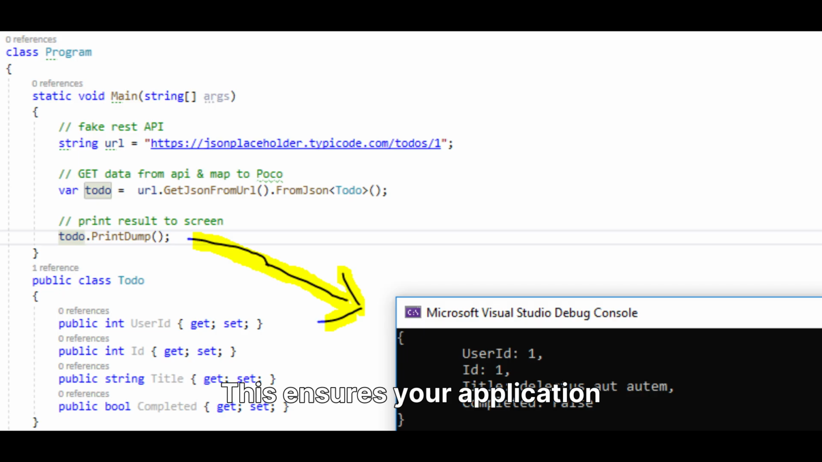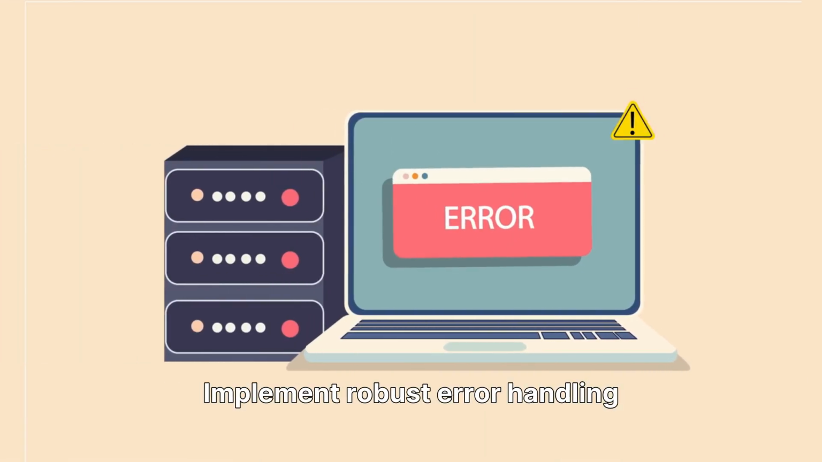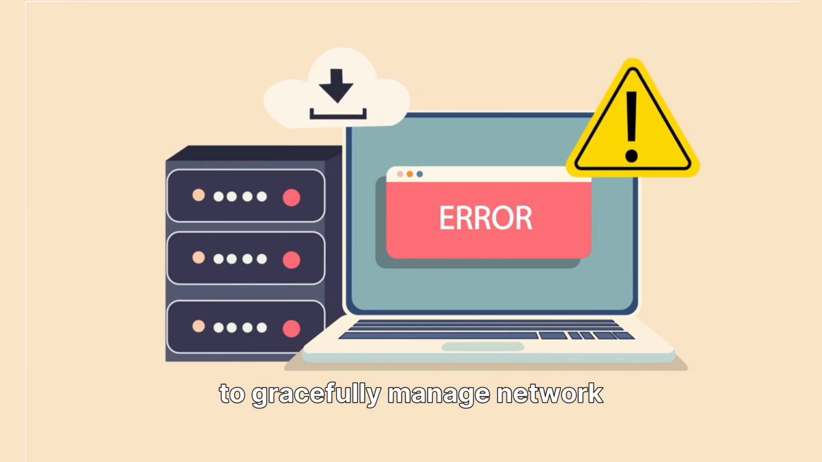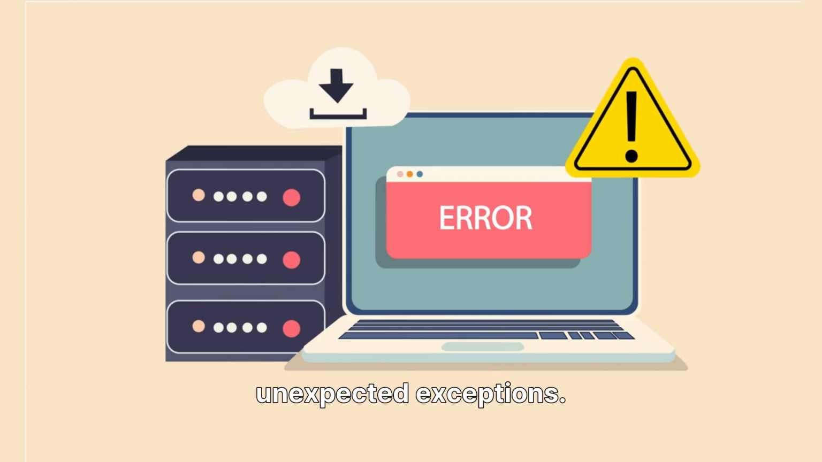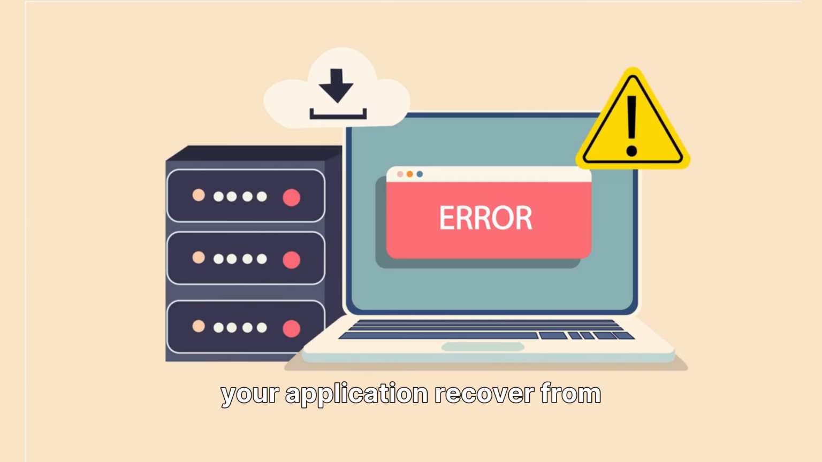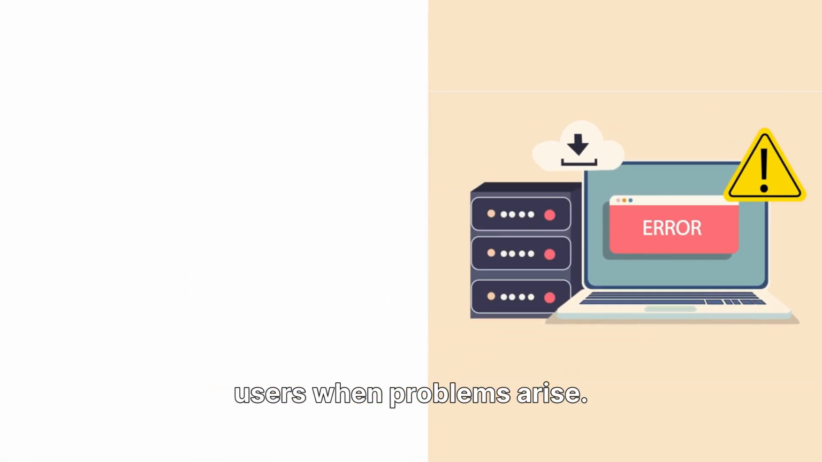This ensures your application remains responsive and provides a smooth user experience, even when waiting for data over the network. Implement robust error handling throughout your networking code to gracefully manage network errors, connection issues, and unexpected exceptions. This proactive approach helps your application recover from failures, maintain stability, and provide meaningful feedback to users when problems arise.